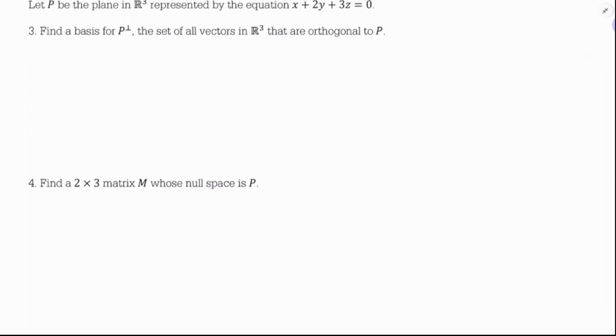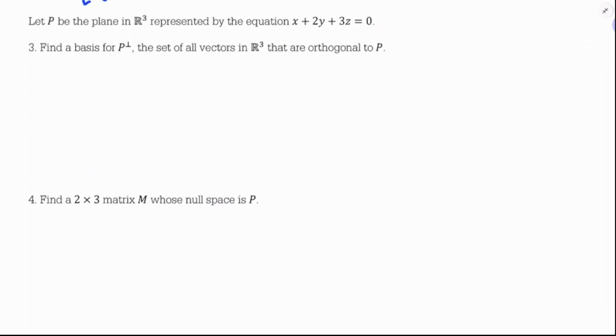So the next one is let P be the plane represented by this equation. And this one, we got a lot of discussion out of this one. Okay, so we are going to find a basis for P perp, the set of all vectors in R3 that are orthogonal to P. I'm going to do this by thinking about the plane itself. Let's see if that works. Yes. All right, that's going to be my plane. Then I'm going to say the origin is going to be right here.